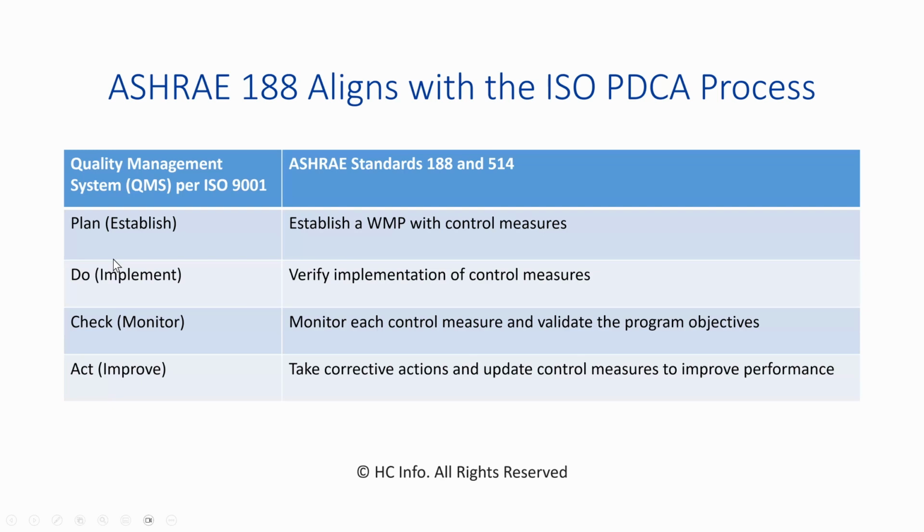And then you need to check, you need to monitor each control measure to make sure it's being performed within the control limit. And you need to perform validation procedures to show that the overall program is accomplishing its objective, which in the case of ASHRAE 188 is to control Legionella. And then you have to act. You need to take corrective actions if the control measure monitoring or the validation is not within the control limits. So it's a process of continual improvement, right? You implement the plan, you do testing, you take corrective actions when the test results are not acceptable, and then you are continually improving.